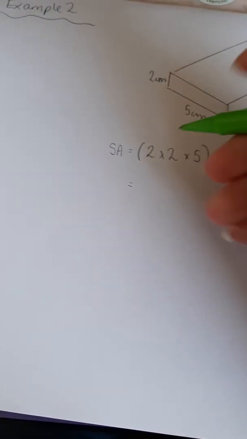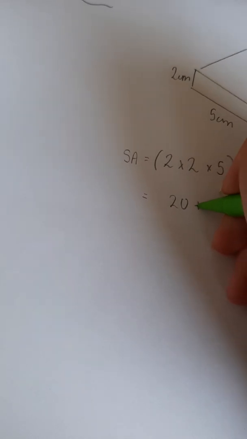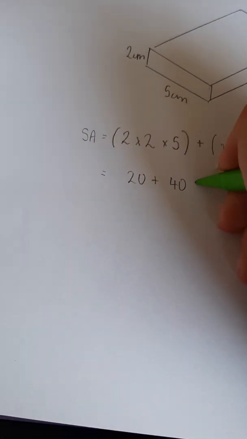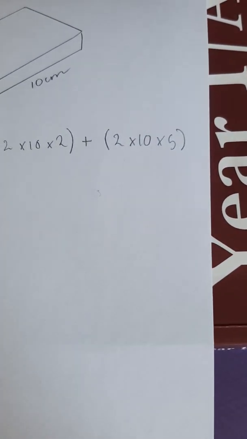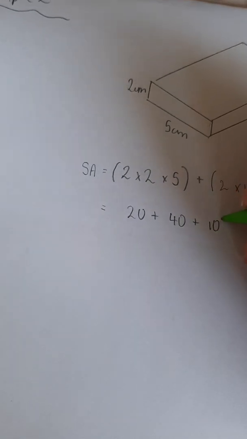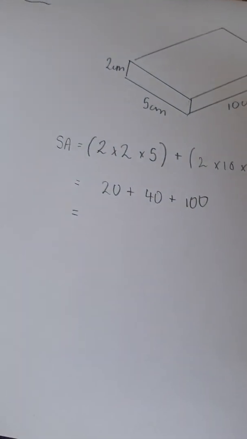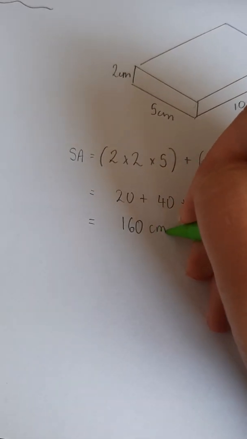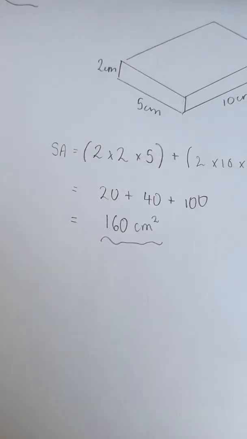So 2 times 2 times 5 is going to be 20. 2 times 10 times 2 is 40. And then last one, 2 times 10 times 5 is 100. So working that all out together, 20 plus 40 plus 100 is 160 centimetres squared. Lovely.